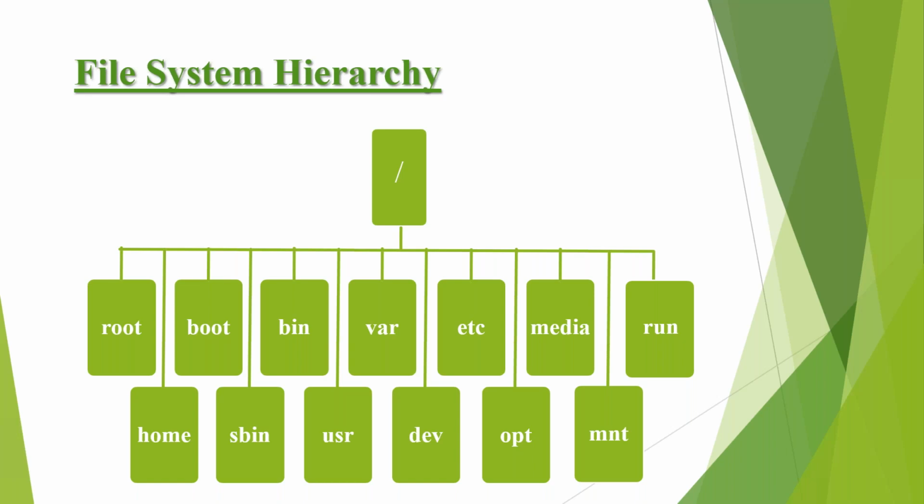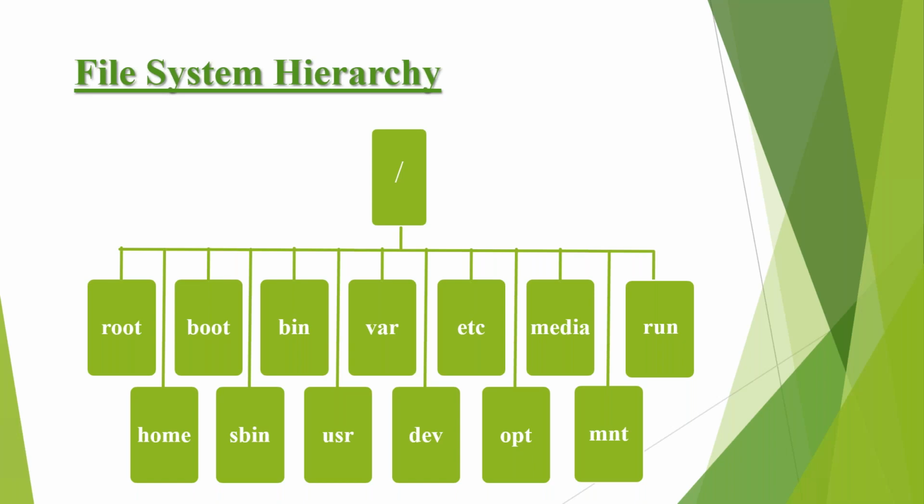var contains log files, dev contains devices information, etc contains configuration files, opt contains optional applications, media contains external devices information up to version 6: external hard disk, external DVD writer, external USB ports. These are maintained by media. mnt contains partitions and their mounted directories information. run contains external devices information and kernel information from RHEL 7.